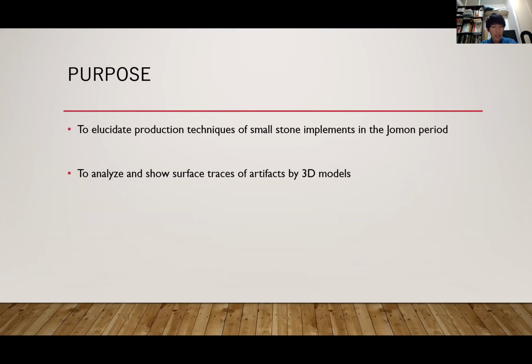There are two purposes in this presentation. The first is to elucidate production techniques of small stone implements in the Jomon period. And the second is to analyze and show surface traces of artifacts by 3D models.